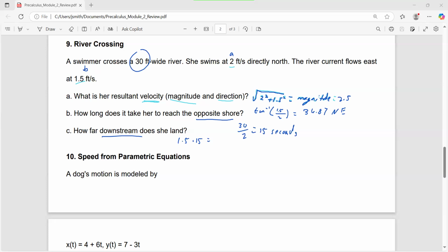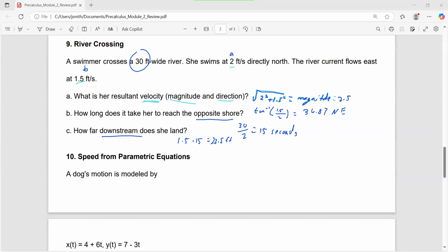No, she would go 15 seconds across, but not perfectly. It'd be 15 seconds diagonally, but you would then be off course by so many feet. There you go. Okay. So any questions on that one? That might probably be the hardest one on the test.